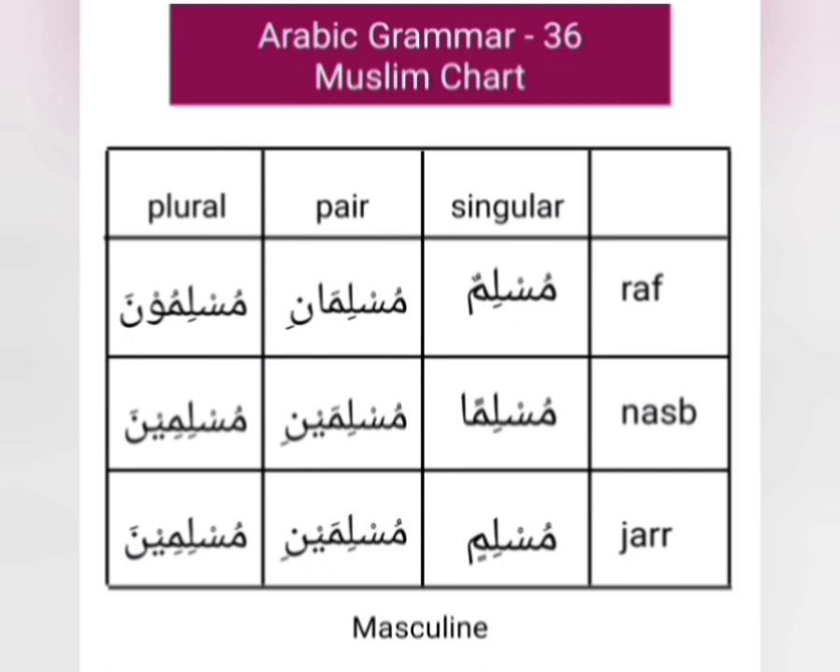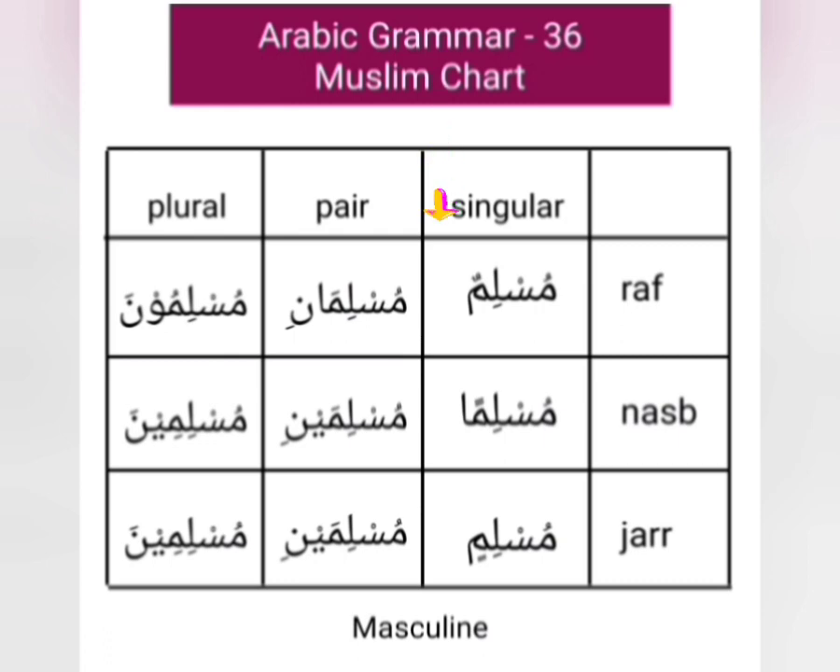In this table, there are 3 columns which represent the number of the word. The first column is singular, the second is pair, and the third is plural. And the 3 horizontal lines in the table represent the status of the words. Let us look at the first column of the singular words.